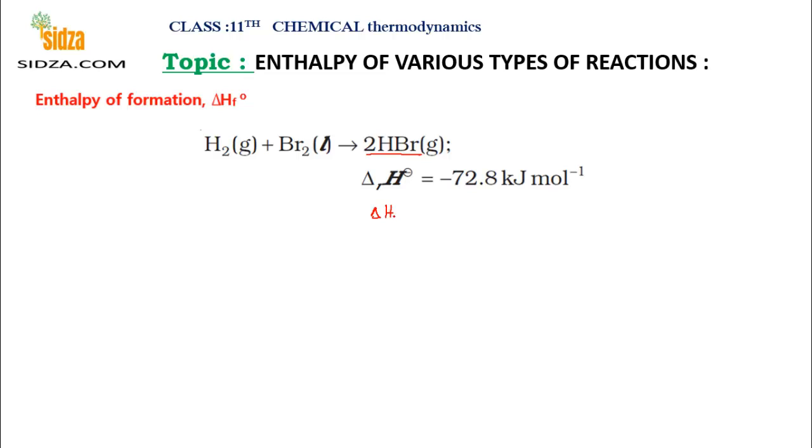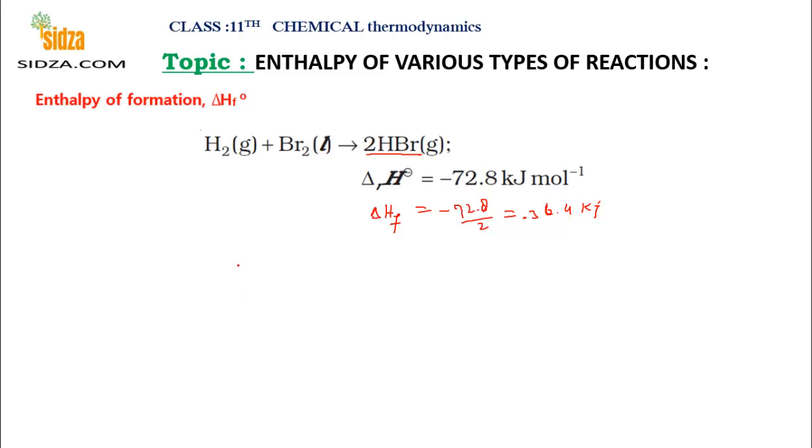If you want to find the enthalpy of formation of HBr, that will be 72.8 divided by the number of moles formed here, that is 2. So it will be negative 72.8 upon 2, that will be negative 36.4 kilojoules. That means the enthalpy of formation of HBr is not 72.8, rather that is the enthalpy of a reaction. The enthalpy of formation of HBr will be negative 36.4 kilojoules.